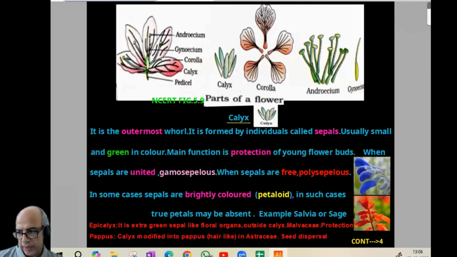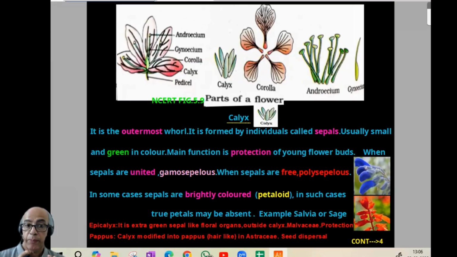These diagrams you are familiar with, that is purely NCERT diagram. Now we have to start each floral appendage. One is calyx. Calyx is usually the outermost whorl. It is formed by individual members called sepals. Usually sepals are small and green. The main function is protection of young flower buds. When sepals are united, all sepals together, it is called gamosepalous. When sepals are free, it is polysepalous.